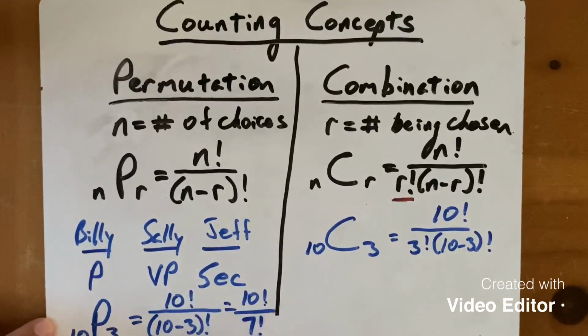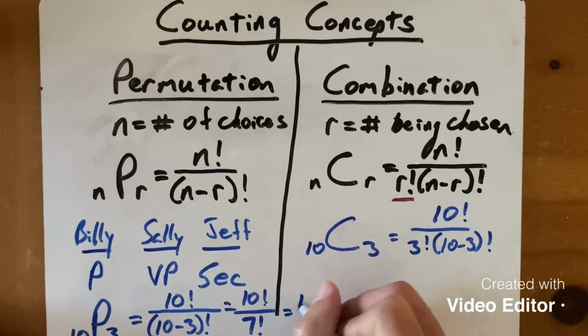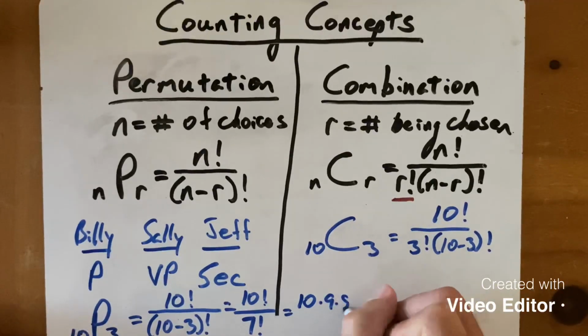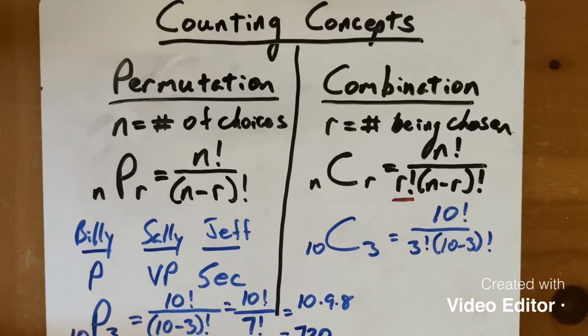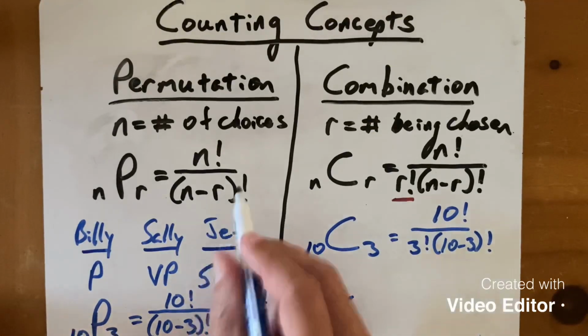7 factorial. And if you recall from our lesson on factorials, remember here I can cancel out terms on the top and bottom. So what's going to cancel out here? Everything from 7 down is going to cancel, so that the only thing that's going to be left is going to be 10 times 9 times 8, because 7, 6, 5, 4, 3, 2, 1 are all going to cancel on the top and bottom. And so that's going to be my final answer, which comes out to 720. So 720 different ways I can choose a president, vice president, and secretary when order matters.